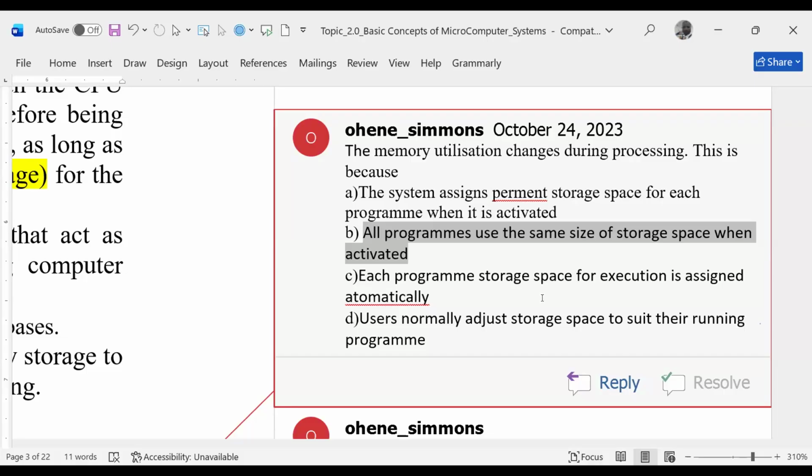Somewhere, I'm waiting. What is the answer? Each program storage space. The lady said the first one is wrong. You have chosen B. It's wrong. Remaining two. So which is which?